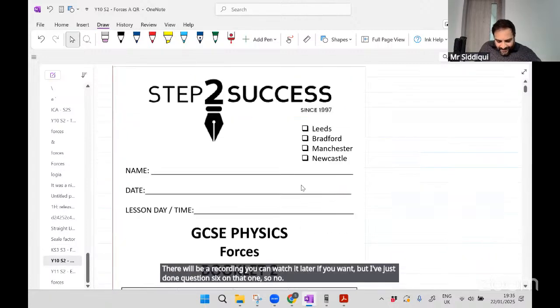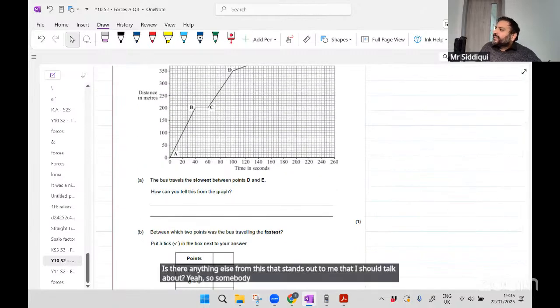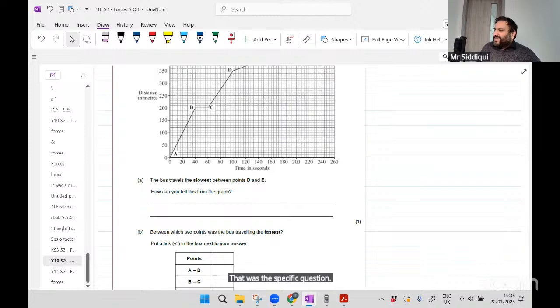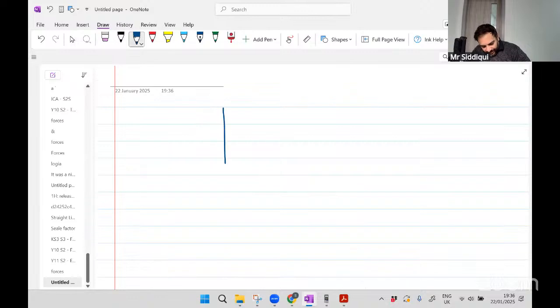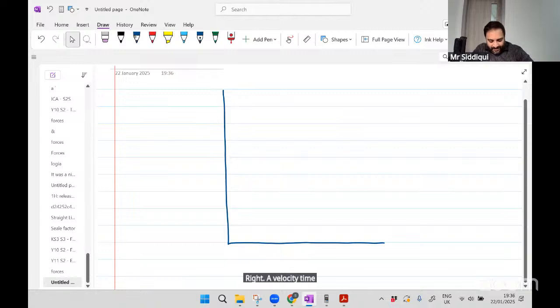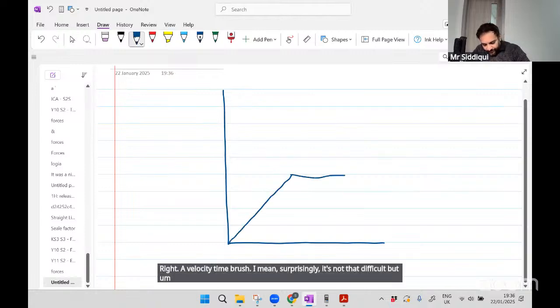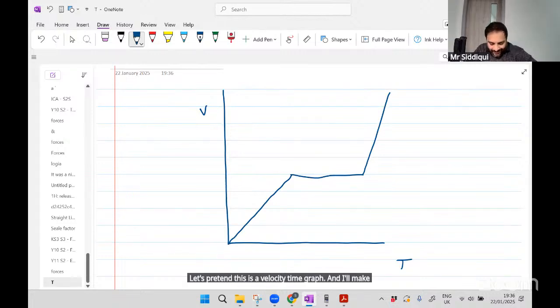Is there anything else from this that stands out that I should talk about? Yeah, somebody did ask me about acceleration from a velocity time graph. I can't do a question on it, I want to make this up myself. Right, a velocity time graph. It's surprisingly not that difficult. Let's pretend this is a velocity time graph, and I'll make up some numbers in relation to it.